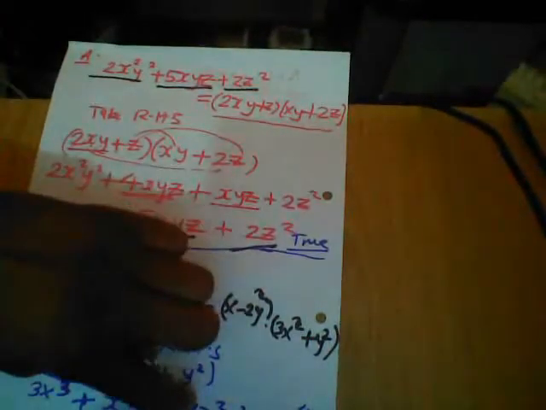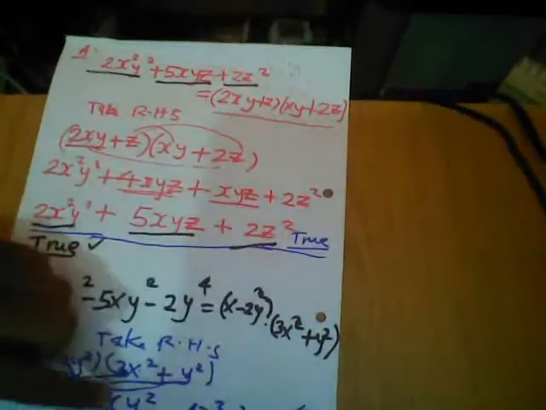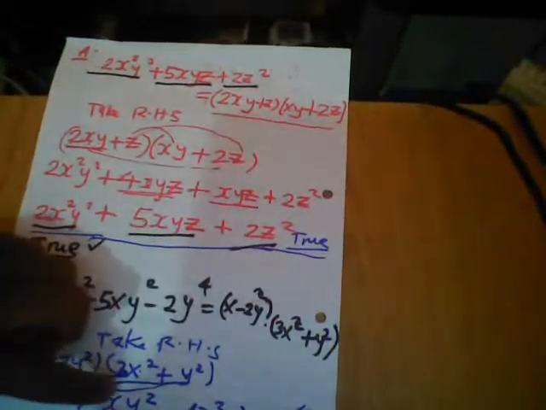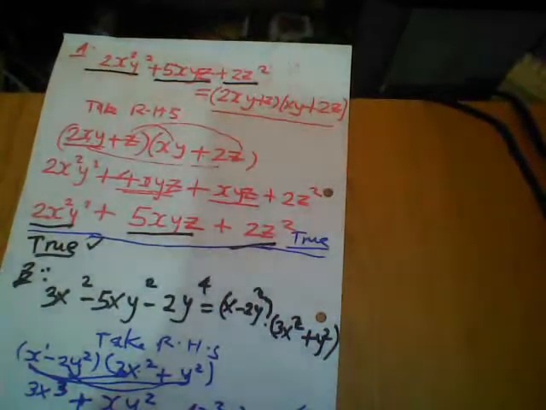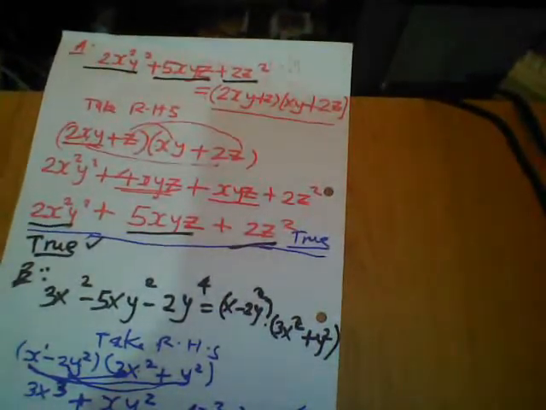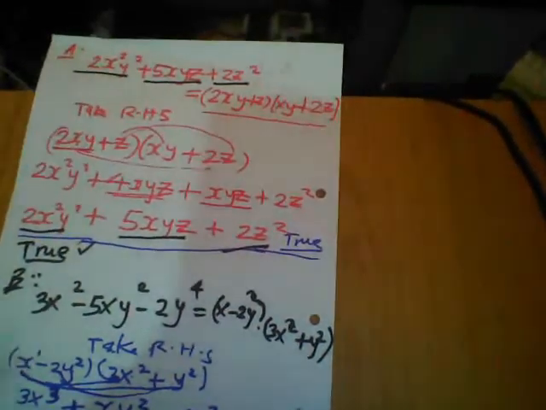This is not true, you see, because this is 6x squared y and this is xy squared. So you cannot put them together and say negative 5, because this one has only power 1, but this has a square power. See, so it's not true. So this option is not true. So A is true, but B is not true.